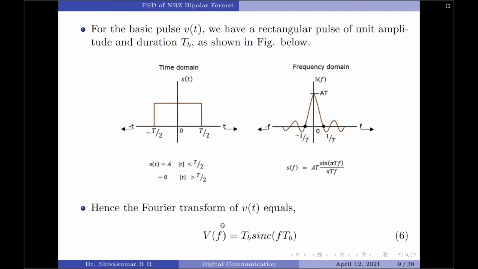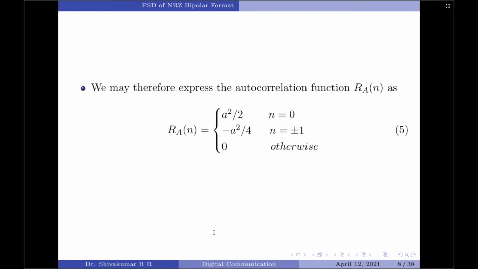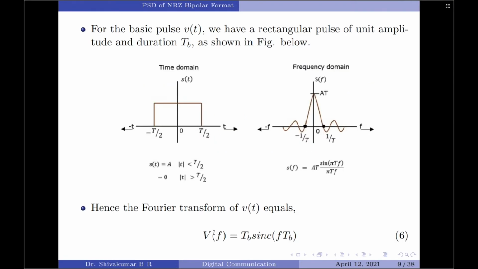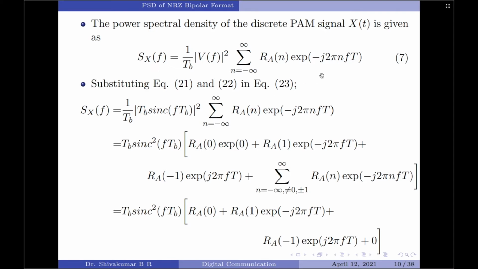With that, we have now found both the Fourier transform of v of t as well as the autocorrelation function. So let us now go and substitute that into the power spectral density equation, which is again given here for convenience. The expression says S_v of f is equal to 1 by Tb magnitude square of V of f, summation n varying from minus infinity to plus infinity, R_a of n into exponential of minus j2 pi n f capital T. Let us start by substituting for V of f, which is Tb sinc f Tb. Then we have magnitude as well as square applied. Then we have the summation term, and the remainder of the term is as it is. Let us simplify this part first. This will simplify to Tb square sinc square f Tb.